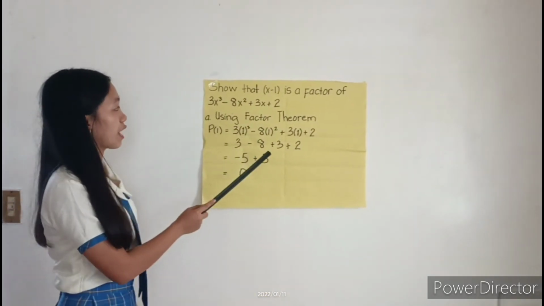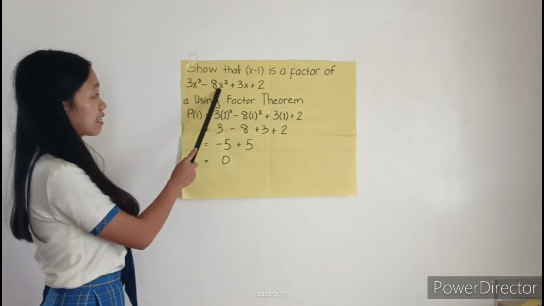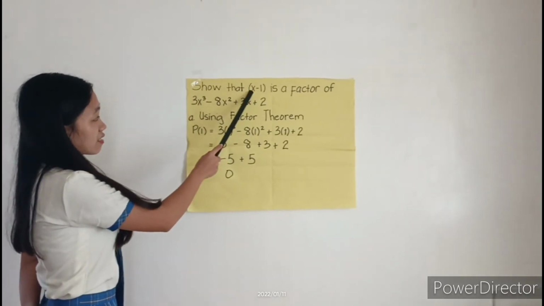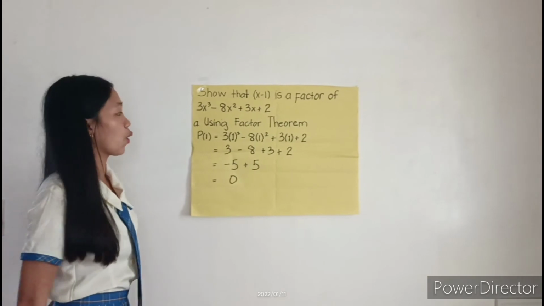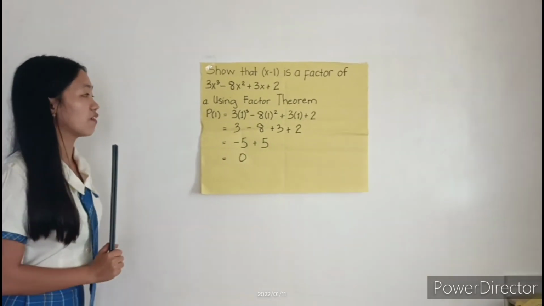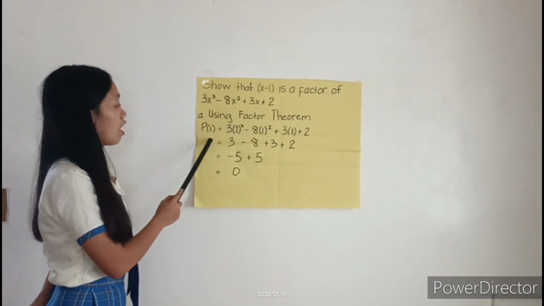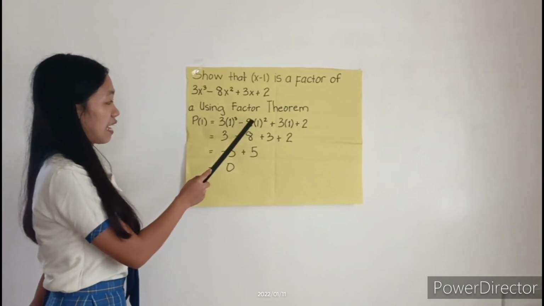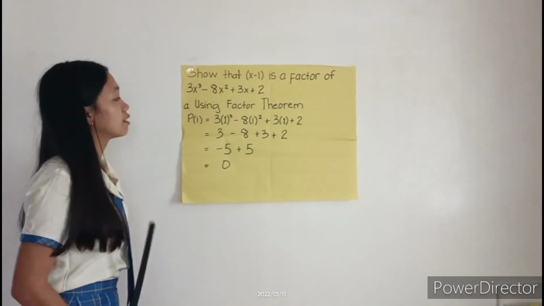Using factor theorem, show that x minus 1 is a factor of 3x cubed minus 8x squared plus 3x plus 2. So, let's get our divisor and equate it to 0. Then, the value of our x now is 1. So, let's substitute the value of our x to our dividend. So, here we are, p of 1 equals 3 times 1 raised to 3 minus 8 times 1 raised to 2 plus 3 times 1 plus 2.